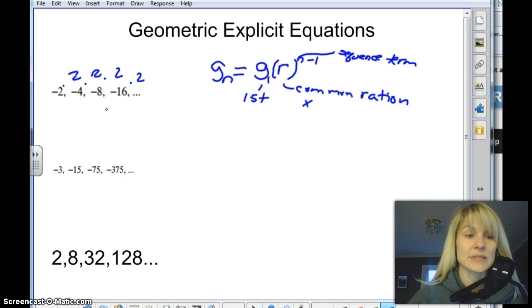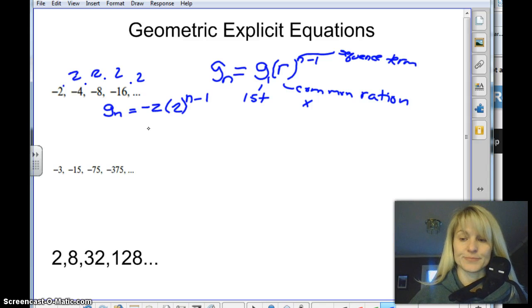So for the explicit sequence, we're going to go g sub n equals my g1, which is negative 2. The common ratio here is multiplied by 2. And then we have the n minus 1 power.